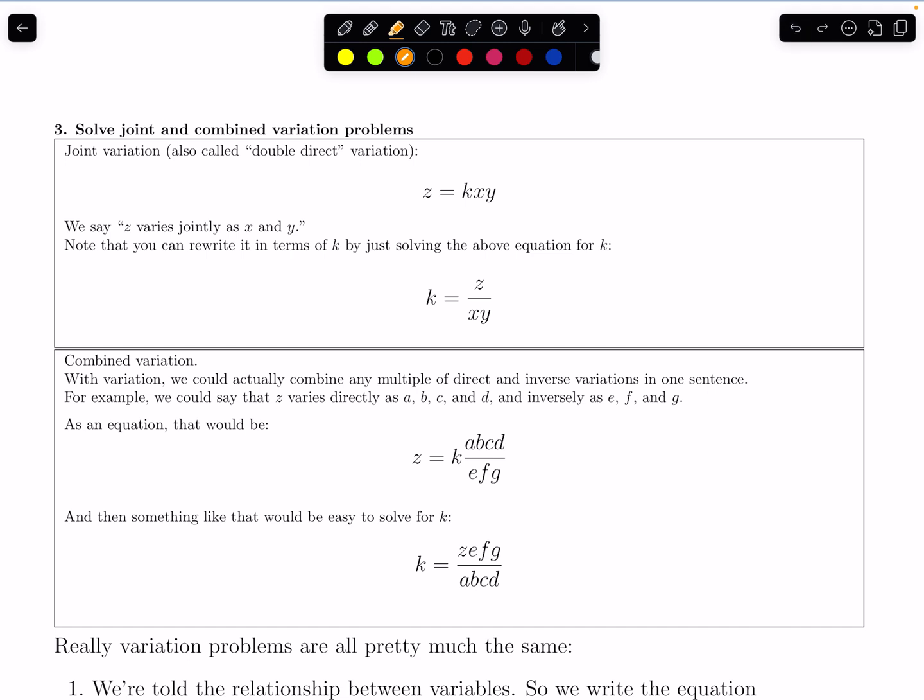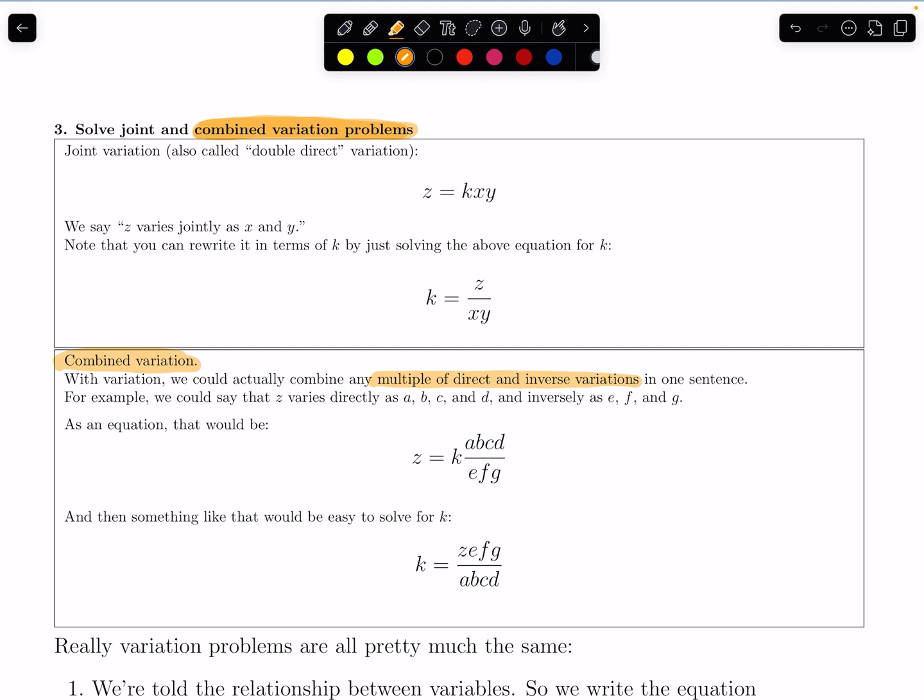Now, joint variation is really just a special case of combined variation. What is combined variation? Combined variation is when you have more than one variation together, right? So instead of just one variable affecting z, or whatever's on the left of the equation, you might have multiple variables. So let's look at combined variation here. We could combine any multiple of direct and inverse variations, and if it's in one sentence, it can be translated to an equation.